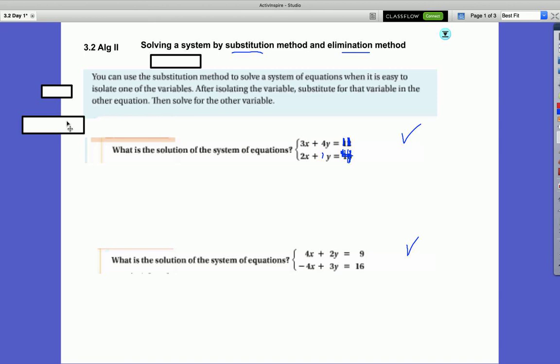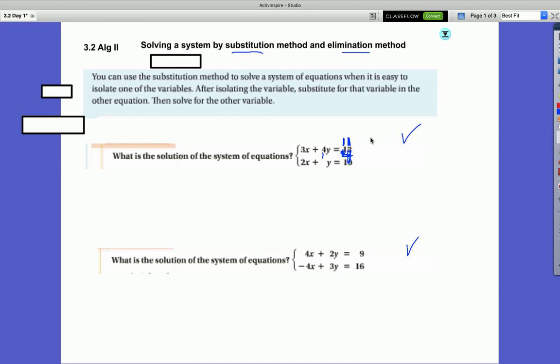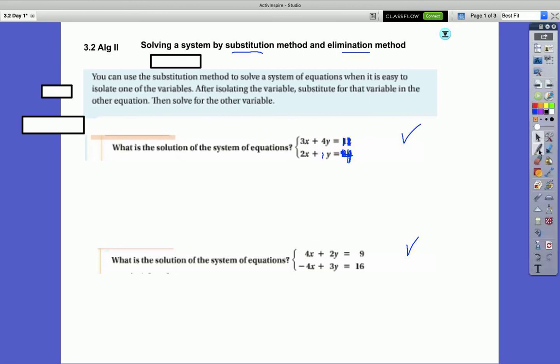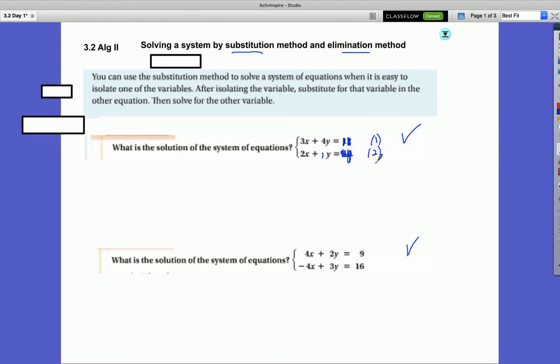We have to pick one of these equations. The top one we'll call equation 1, and the bottom one we'll call equation 2. I'm going to solve for the y in equation 2, just subtracting 2x. So I'm going to rewrite: y equals 4 minus 2x, or negative 2x plus 4. That is equation 2. Here is equation 1: 3x plus 4y equals 11.